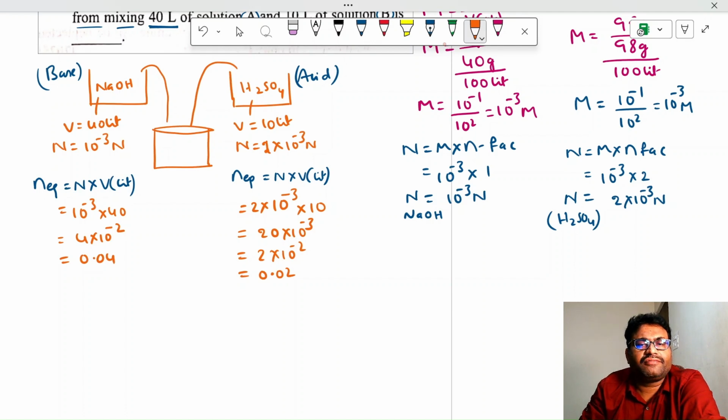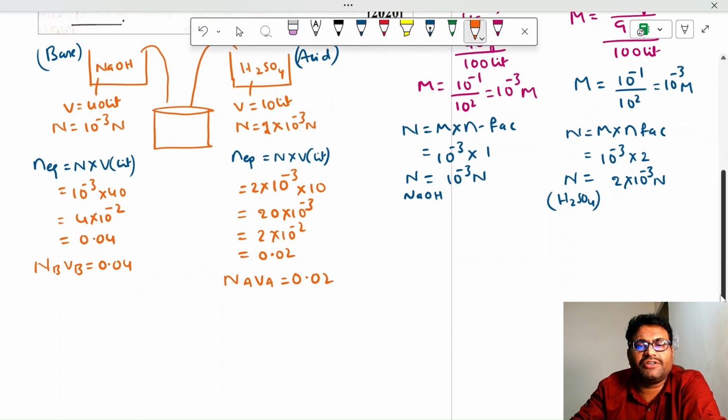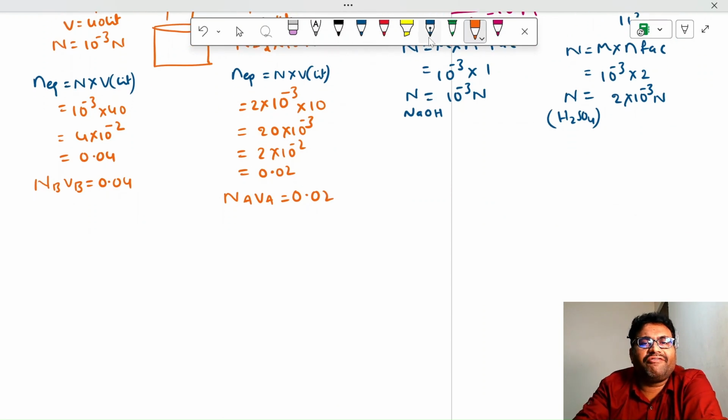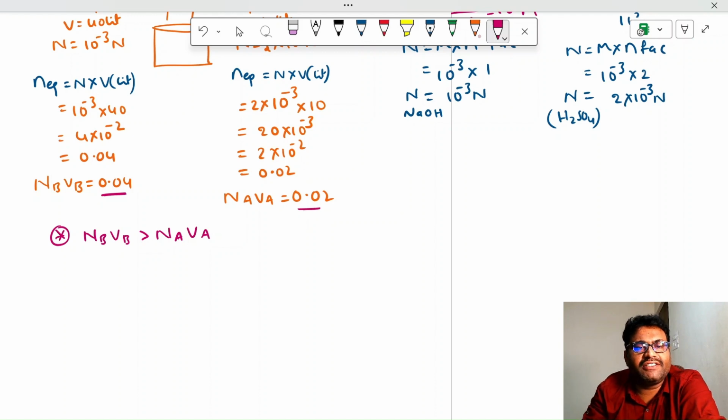Okay. So here I can write NBVB is equal to 0.04, and NAVA is equal to 0.02. So what condition are we finding here? We are finding the condition that NBVB is greater than NAVA. So base number of equivalents is greater than acid number of equivalents.